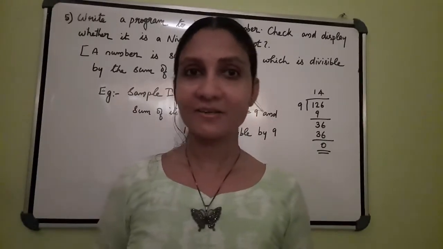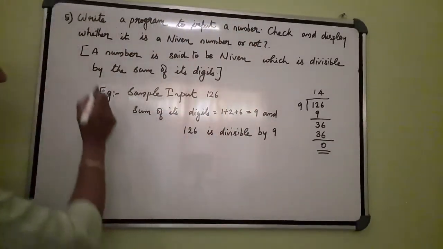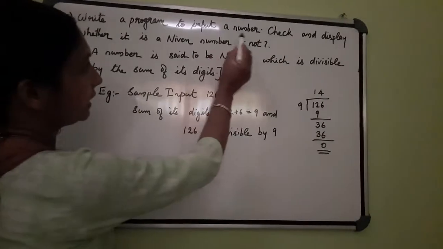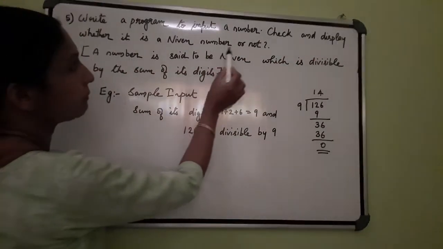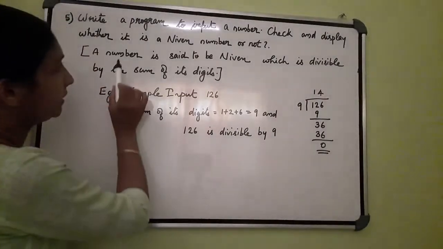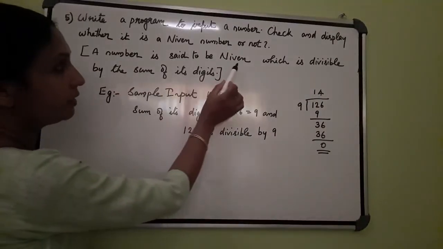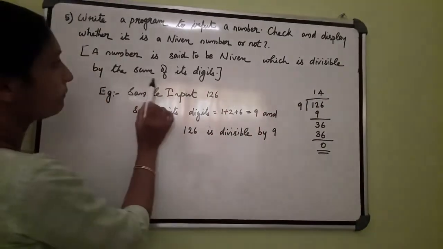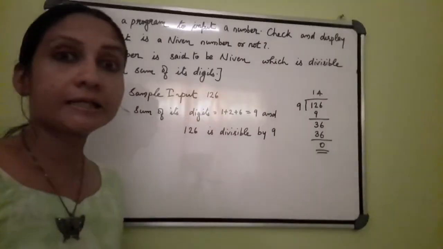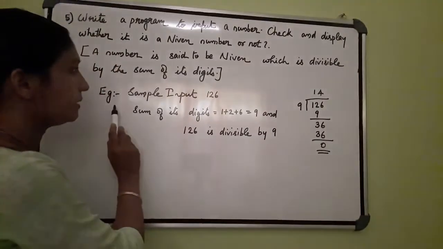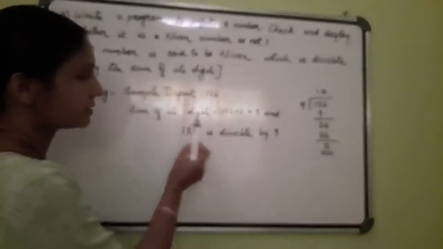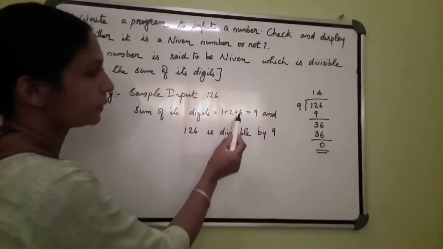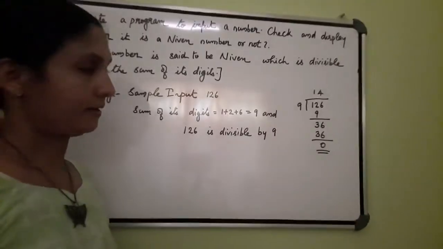Okay, let's read the question. Write a program to input a number, check and display whether it is an even number or not. A number is said to be even if it is divisible by the sum of its digits. Example, sample input 126. The sum of its digits is 1 plus 2 plus 6, which is equal to 9.